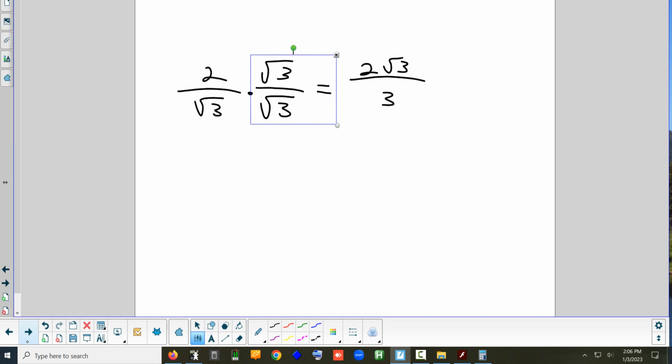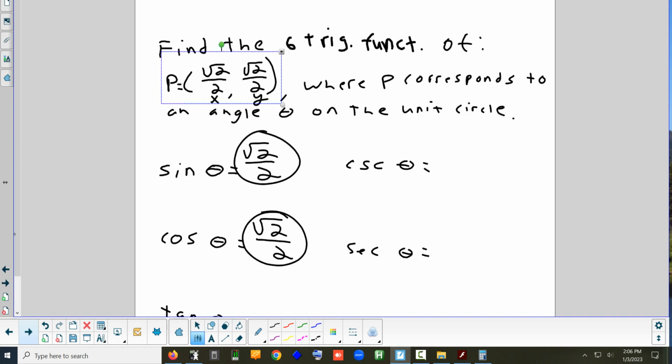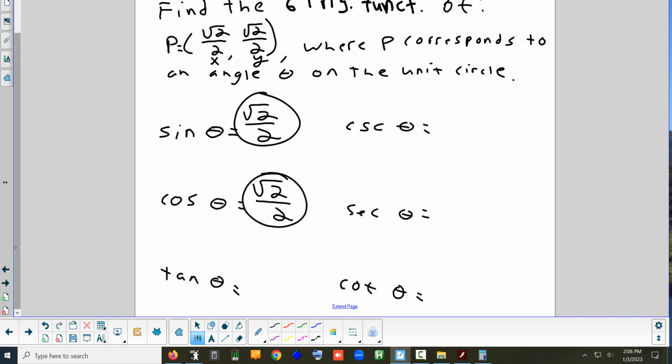Now, you might think, well, that's kind of complicated because you're going to have all these square roots everywhere. But we're going to divide y by x, and y and x are the same. So what do we get? We just get 1.